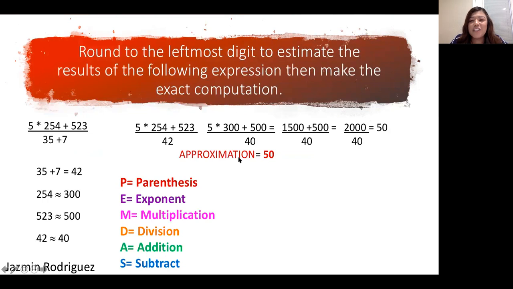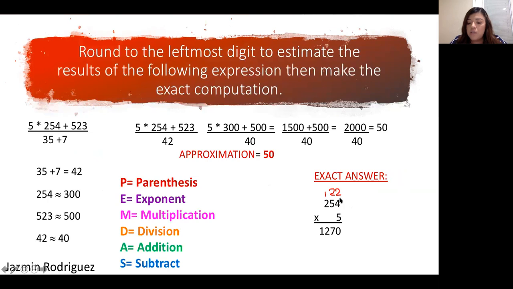Our approximation is going to be 50. Now we can compute the exact answer. The way we do that is we do 254 times 5, because we're doing multiplication first based on our order of operations.